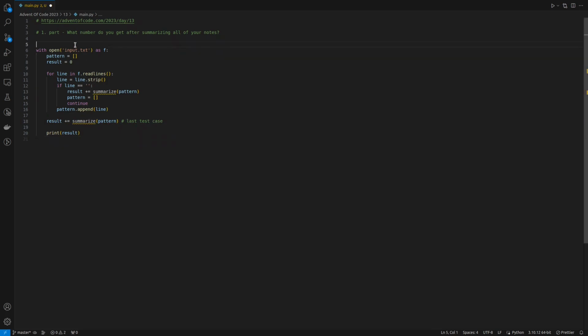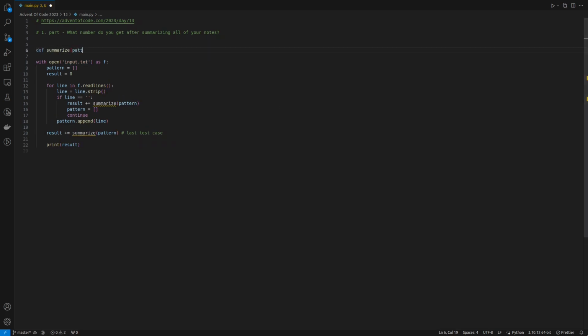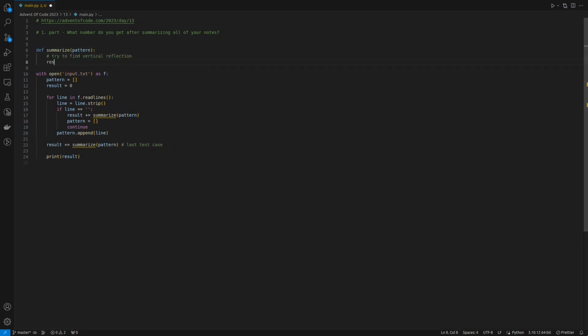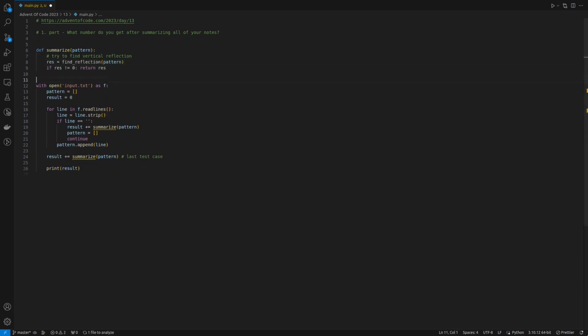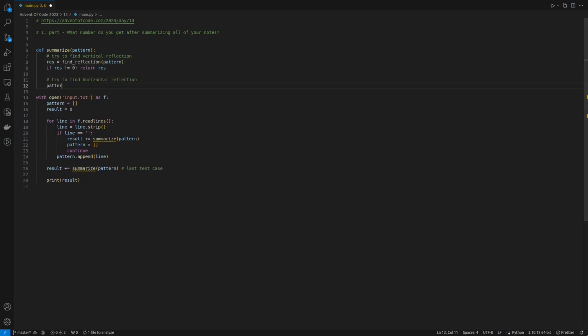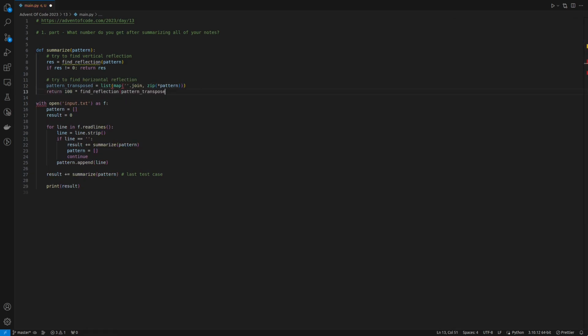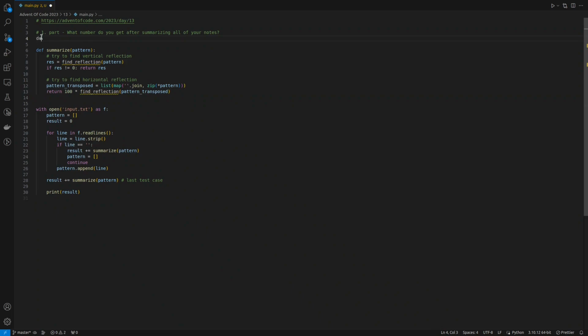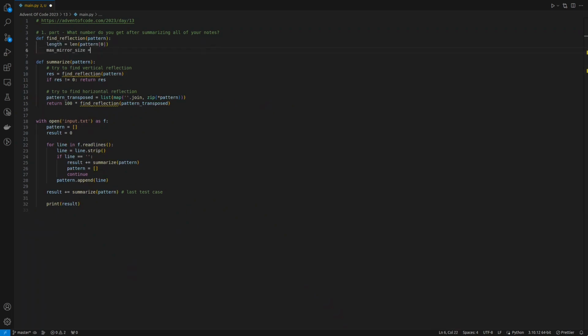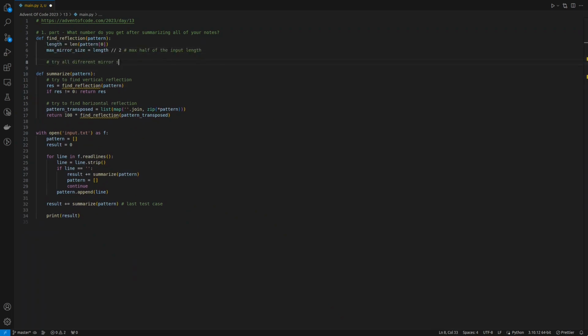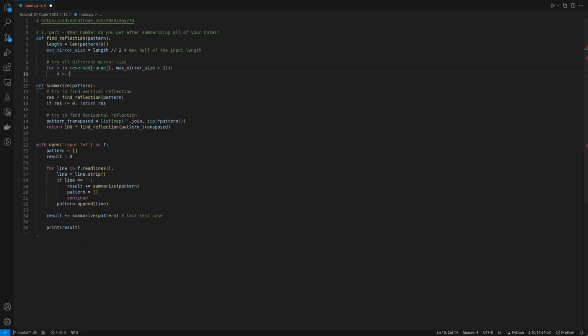To simplify the code, I first try to find a position of vertical reflection. If I do not find any, I try to find a horizontal line of reflection. A reflection can be either at the beginning or the end of the pattern. I try to find the biggest reflection possible.